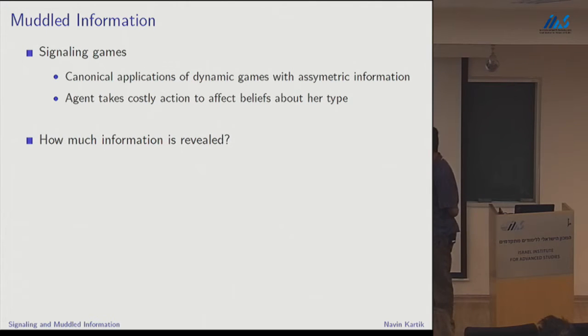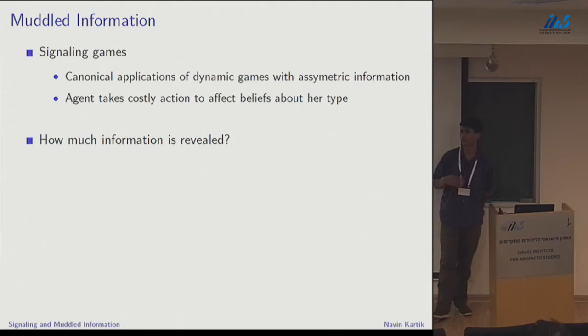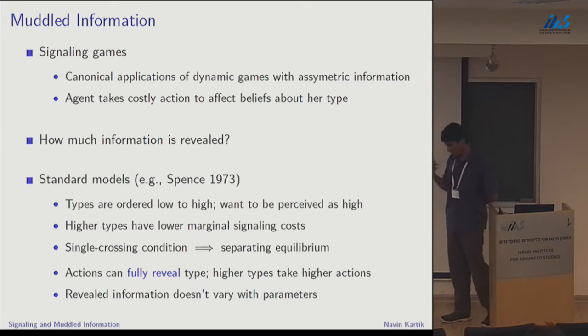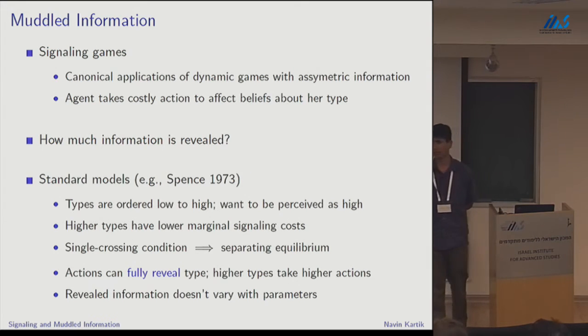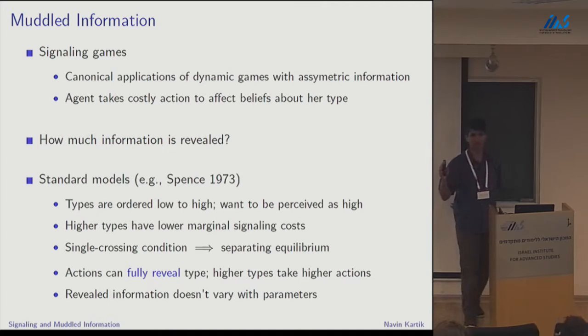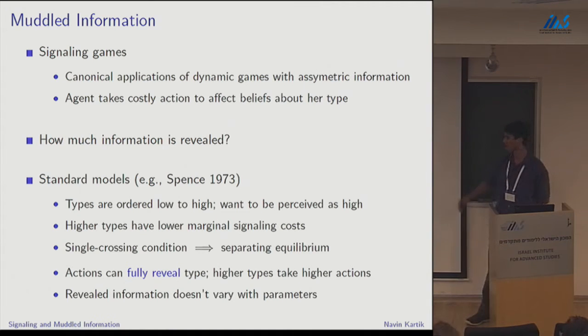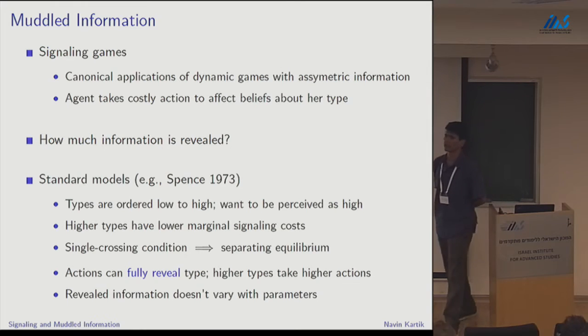The general question that one is interested in when thinking about signaling games, or at least one question, is how much information is revealed by the agent's costly action about her type. If you think about standard models, like Spence's education signaling problem, there's a very simple answer. One typically thinks about there being some set of types that's ordered from low to high. The agent wants the market or uninformed observer to perceive her as being a high type, a more able worker in Spence.